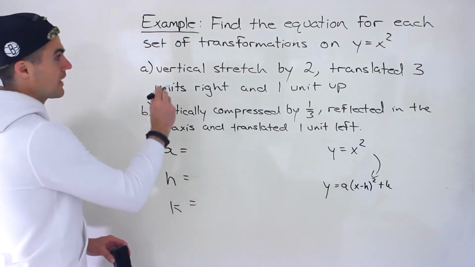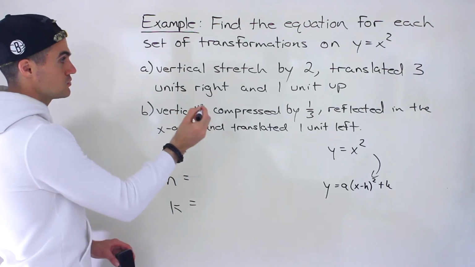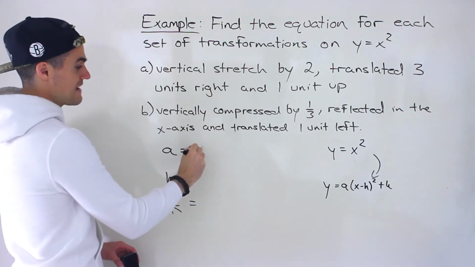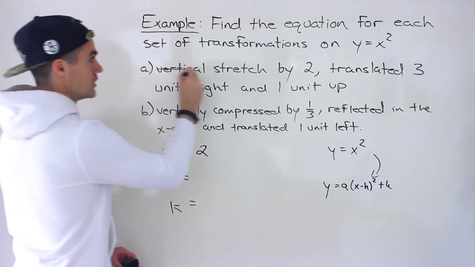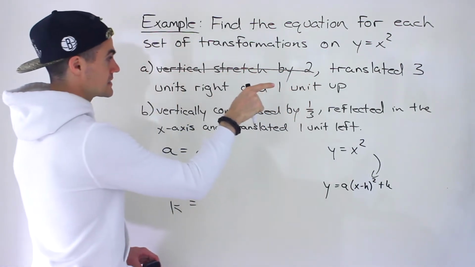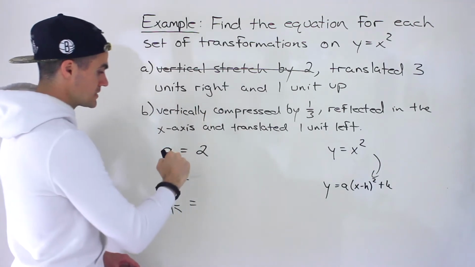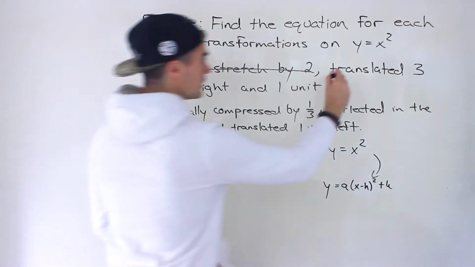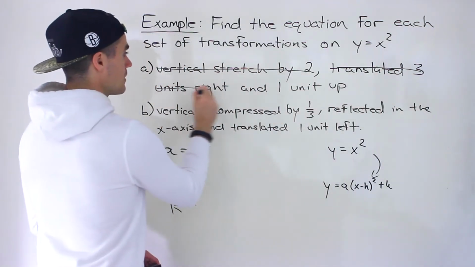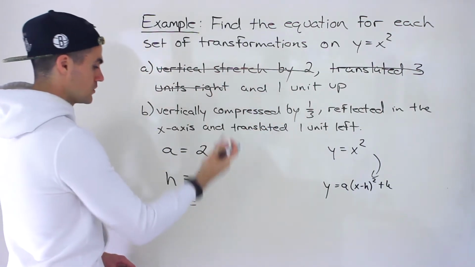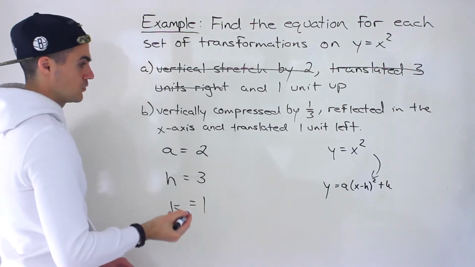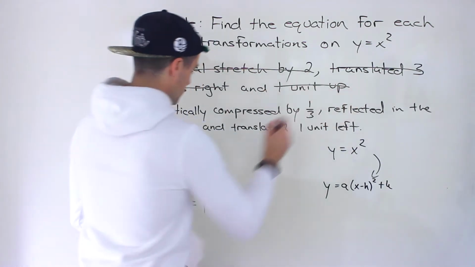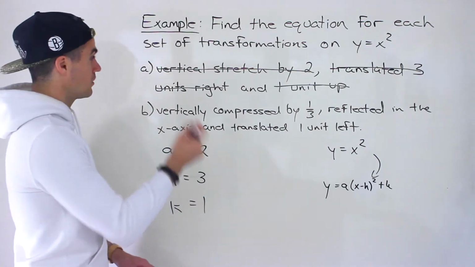So let's start off with part A. We're told there's a vertical stretch by 2. So let's go through these one by one. A vertical stretch by 2 means that the a value is 2. So we're done with that. Translated 3 units to the right means that the h value is going to be +3. So we're done with that right there. And then translated 1 unit up means the k value would be +1. And so those are the transformation values for part A.